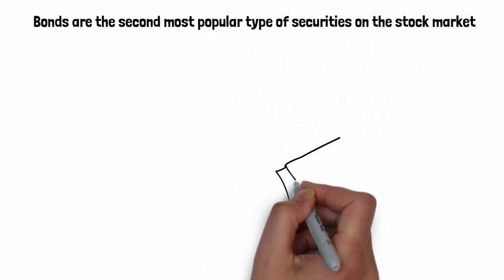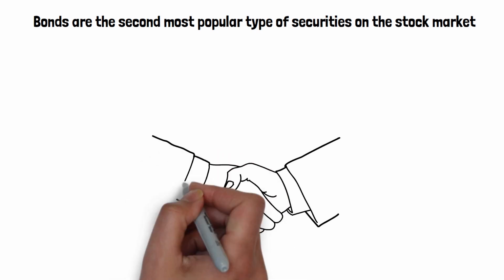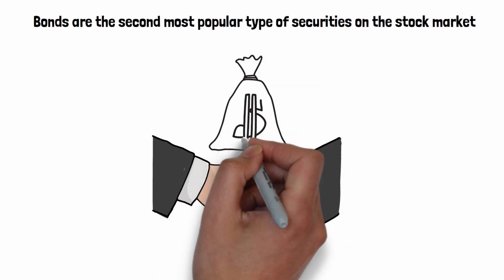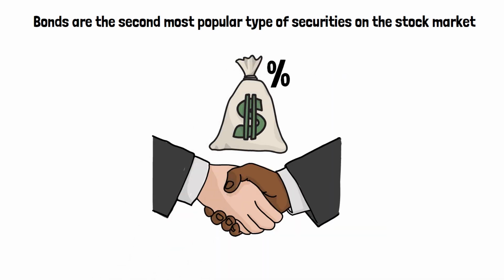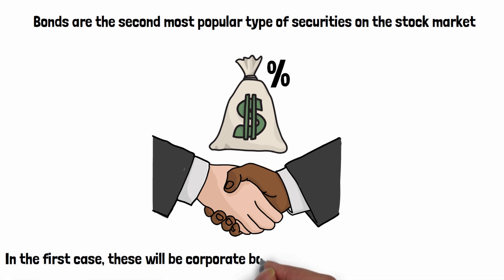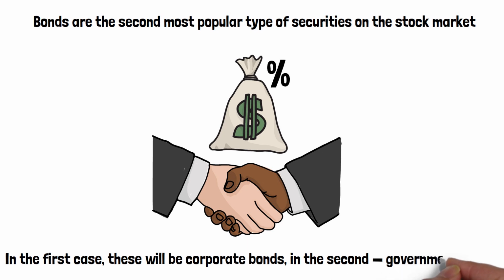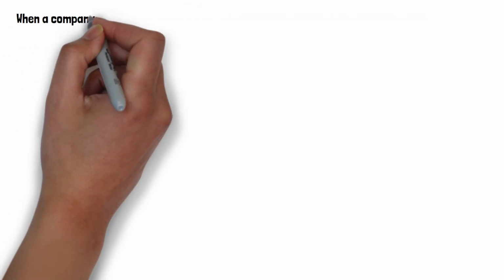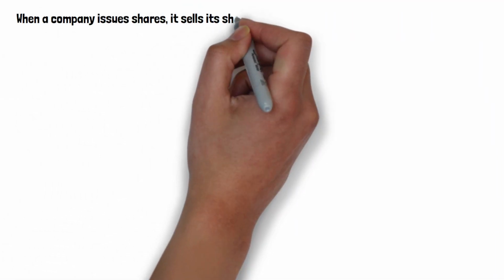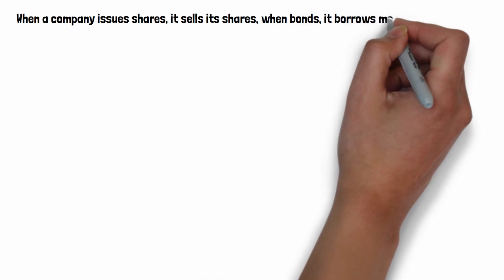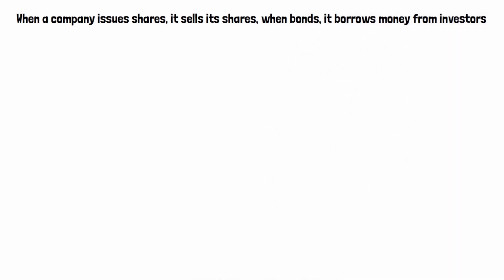When you buy a bond, you lend money and get interest for it. You can lend money to the same companies or the state. In the first case, these will be corporate bonds, in the second, government bonds. When a company issues shares, it sells its shares. When it sells bonds, it borrows money from investors.